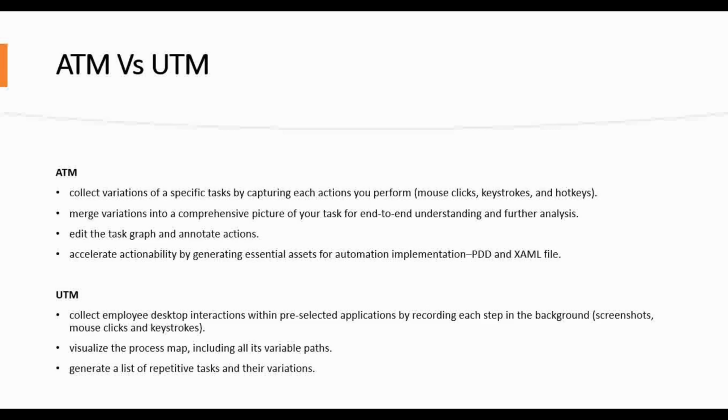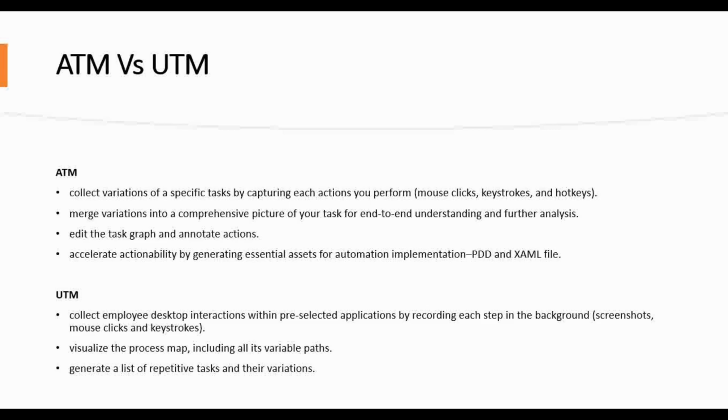And what about UTM? Collect employees' desktop interactions within pre-selected applications by recording each step in the background. As I mentioned, we have to use task mining agents for this recording, and we have to select which applications these agents need to monitor and record, right? Just consider an employee is using 5 applications, and out of that we only need to record 3 applications. That means we first select those 3 applications. Then we tell the agent to continuously monitor these 3 applications. It will keep on recording the actions that you're performing on these 3 applications, and it will help to create a process flow, right?